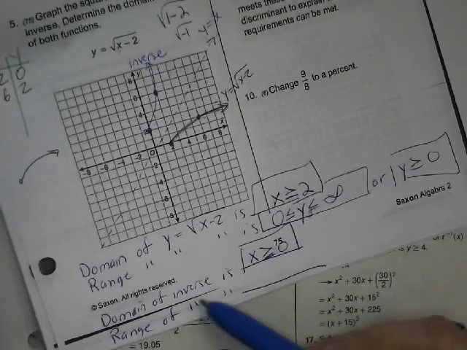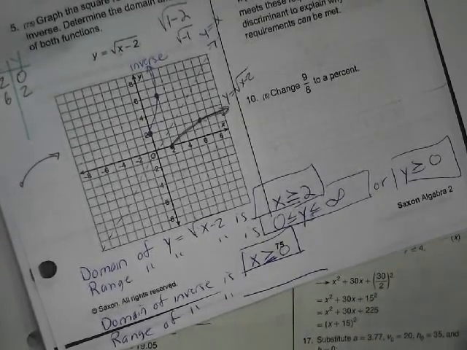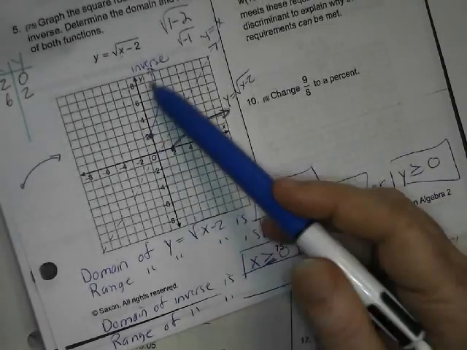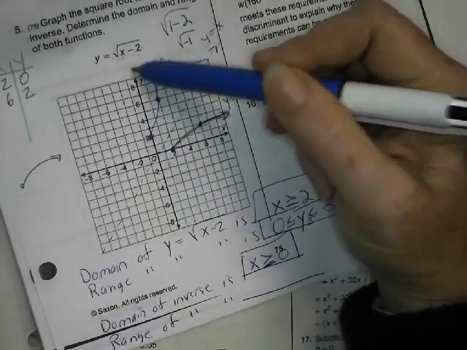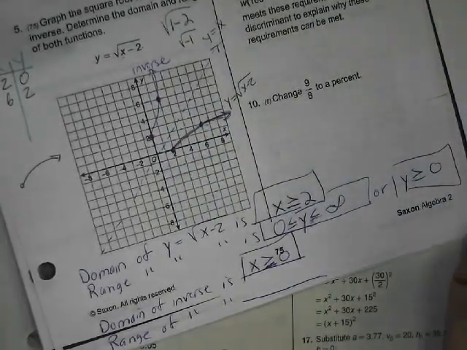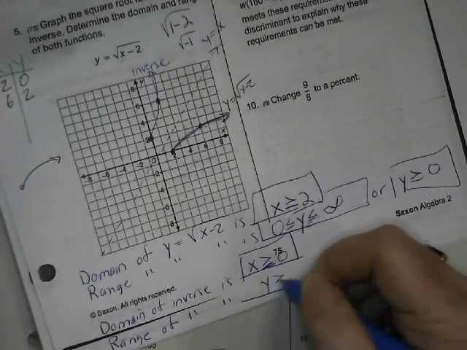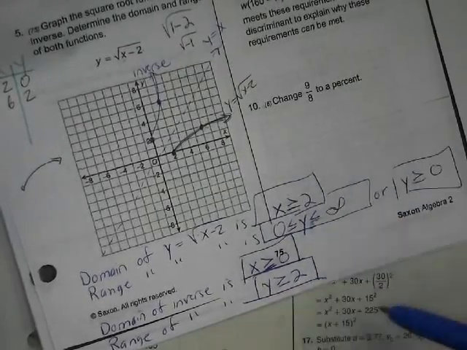And then the range of the inverse would be from 2 up to infinity. Right? So when you look for range, you're looking at the y values. So you can say y is greater than or equal to 2. Like that. So now we have all our answers.